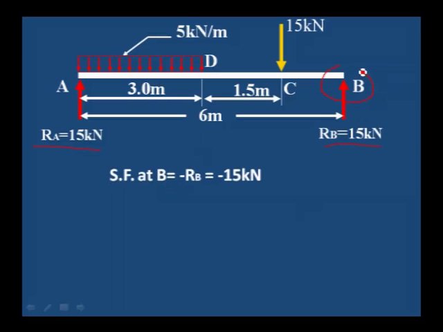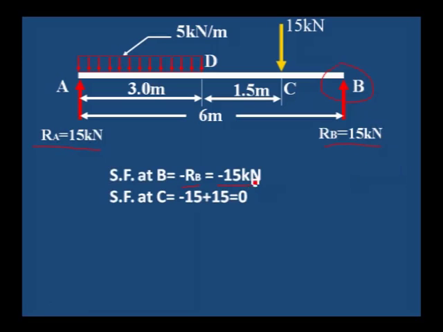Shear force at B point, only one vertical force is acting, that is RB. We consider it as minus 15 kilonewton, because upward force we consider as negative and downward force as positive. Here 15 kilonewton is the shear force at B.